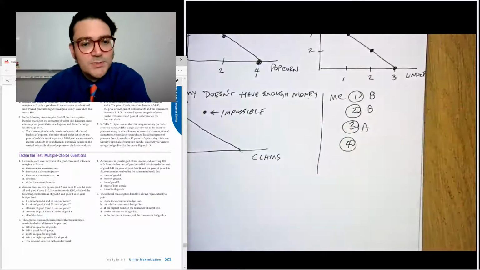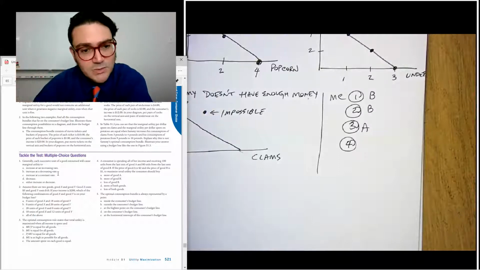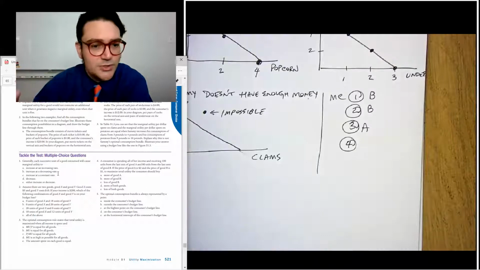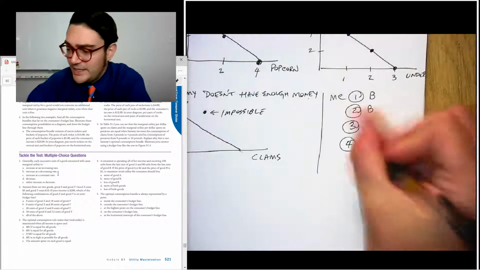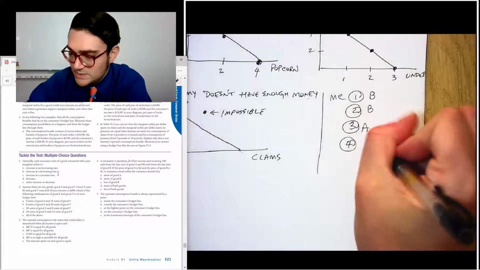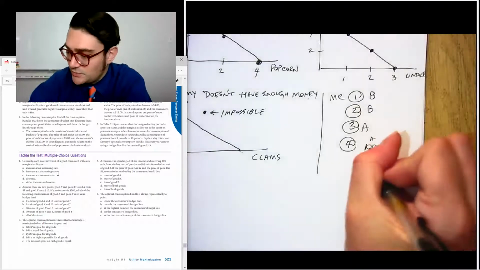Number 4: consumers spending all their income receiving 100 utils from A and 80 from B. If the last price of A is 2 and B is 1, to maximize, what should they do? Okay, so this one is going to be, you're getting 100 from A. So this is the A side. You're getting 100, and then the cost of A is 2.